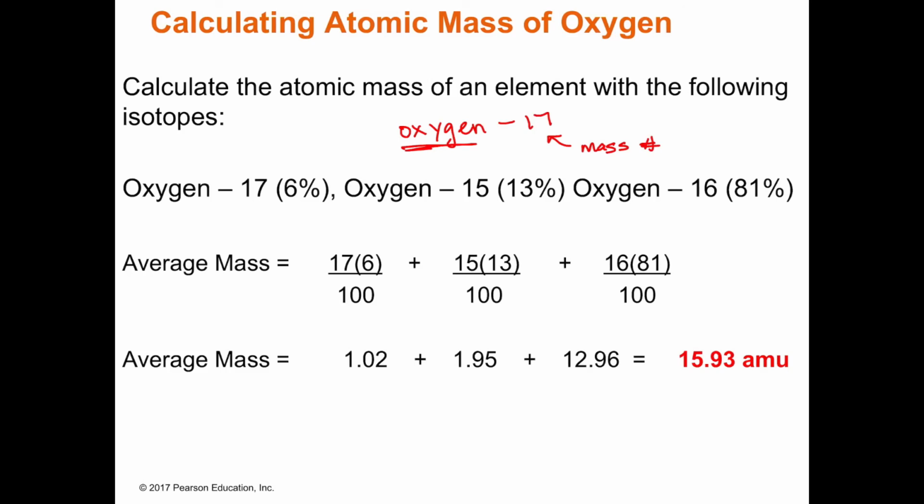Okay, so if you see it written as oxygen 17 or oxygen 15 or oxygen 16, that's telling you the mass. So oxygen 17 has 6% abundance, so we do mass times percent over 100. Oxygen 15 has 13% abundance, so we do mass times percent over 100. Oxygen 16 has 81% abundance, so again, mass times percent over 100. And then you'll go through and plug each one of those into your calculator. So when we plug in this, we get 1.02, 1.95, 12.96. And then we can add them together, 15.93 AMUs. Okay.